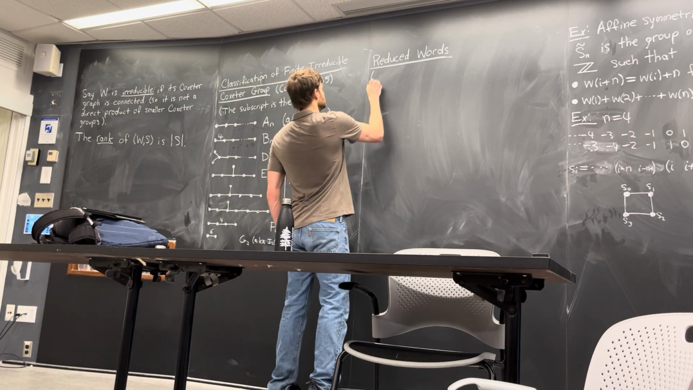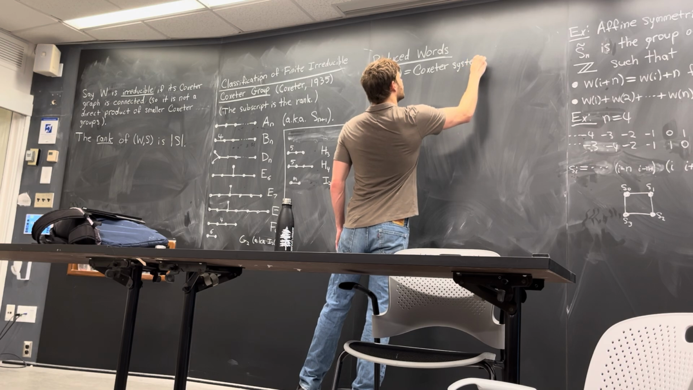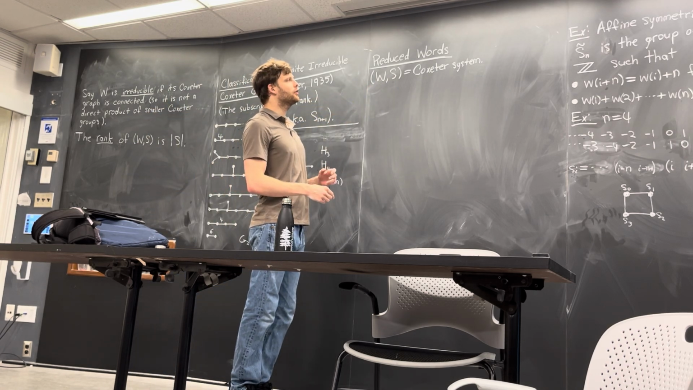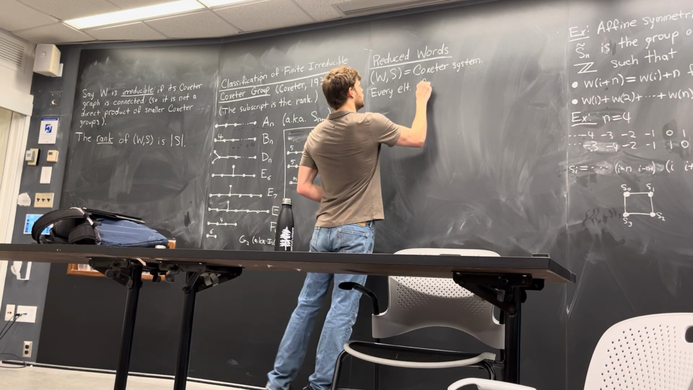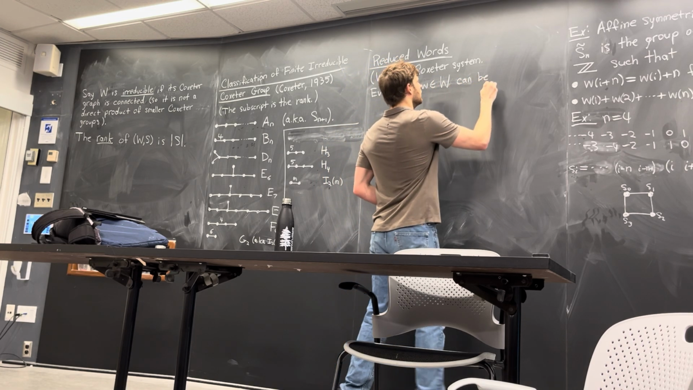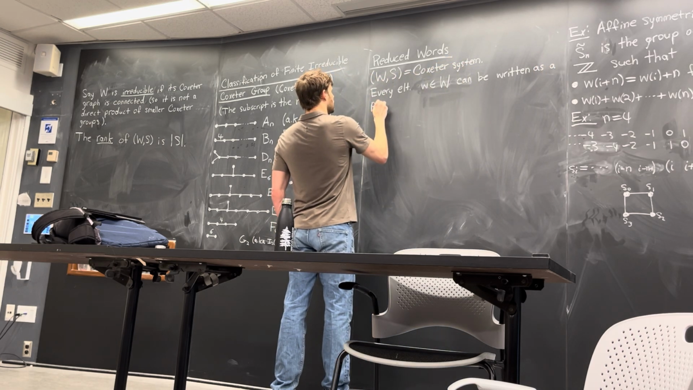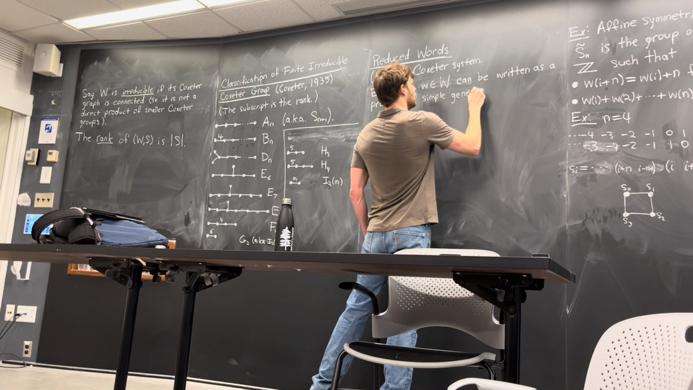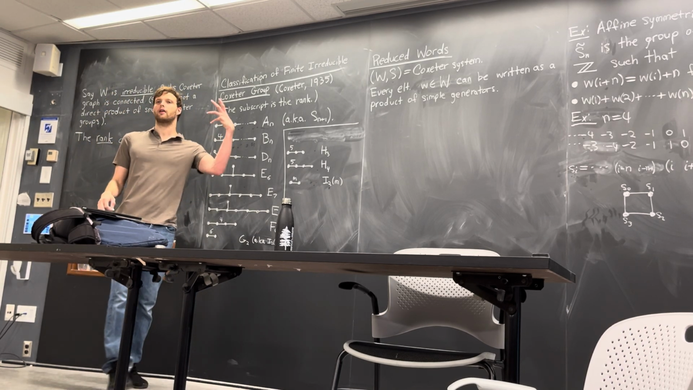So, as before, (W, S) is going to be a Coxeter system. Just because S is a generating set for W, this just means that every element of W can be written as a product of simple generators. So every element w in W can be written as a product of simple generators. And usually you want to write it as a product using the smallest possible number of simple generators, right?